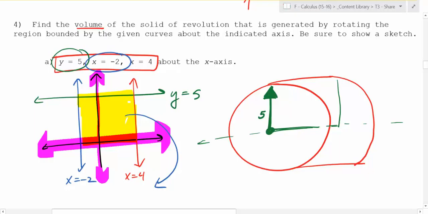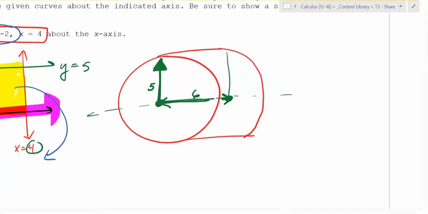What's the height of this cylinder, Henry? What's the distance from here all the way to here? What's this distance going to be? 4. Nope, close. Close. 6. It's going to be 6. Why is it 6? Use -2 to 4. -2 to 4, so it's 6. So that is a cylinder.